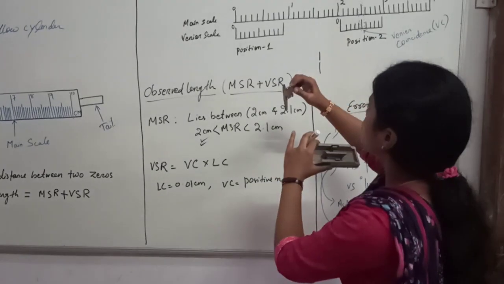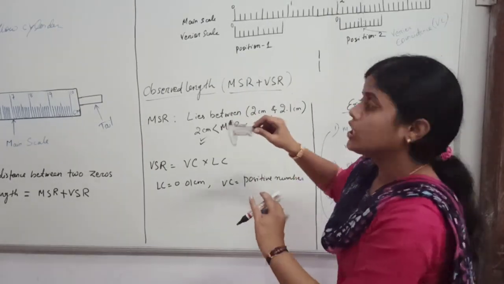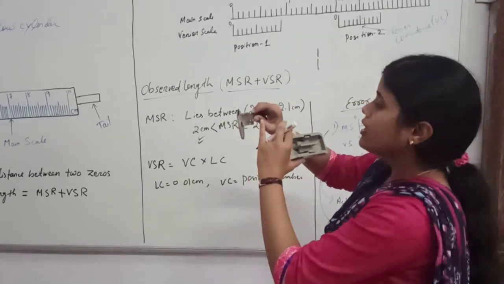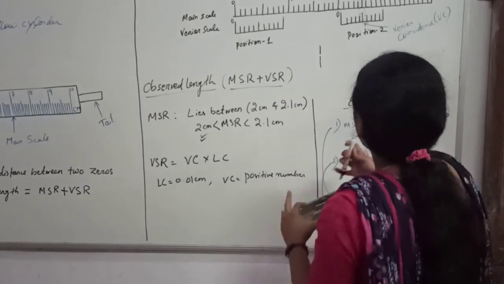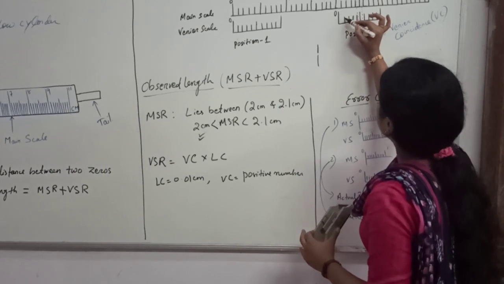Because if you watch like this or if you watch like this, you will not get the accurate value of VC. So you have to completely put the vernier scale in front of your eye. Okay, so ignore the zero line. Then you look at the first line.